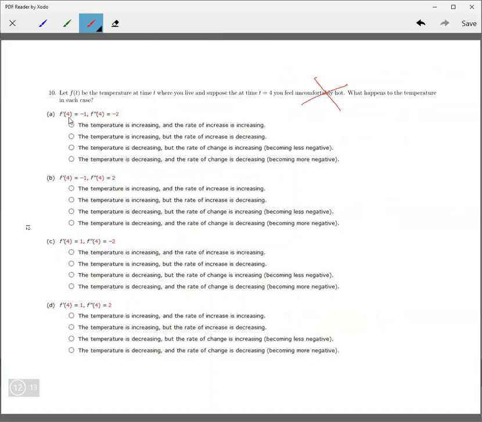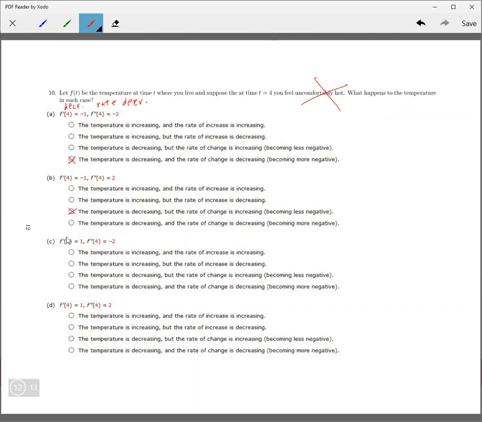Okay. So the derivative at 4 is -1. That means that the temperature is decreasing. And the rate of decrease is becoming more negative. Okay, so that will be this one. So the first derivative means the temperature is decreasing, and then the rate of change is decreasing. Here, the temperature is decreasing, but the rate of change is increasing. So that would be this one.